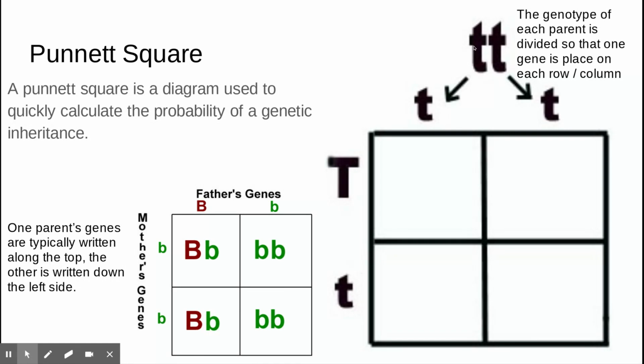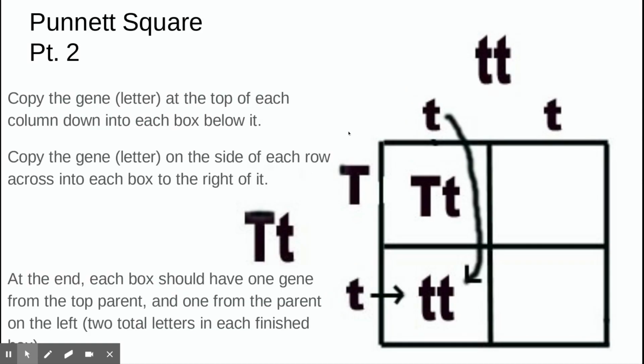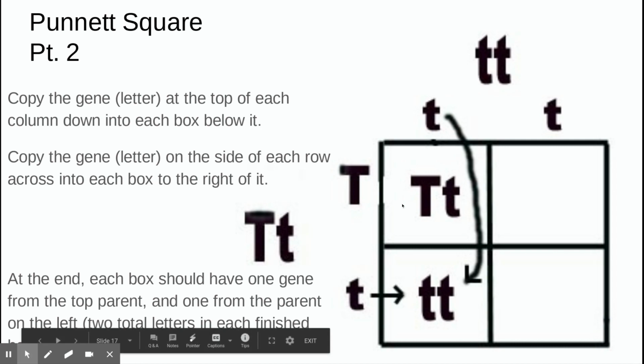You remember lowercase t's or lowercase b's. Any of these lowercase letters represent a recessive trait, while the capital letter represents the dominant trait. So the next step is to transfer all of those letters into those middle spaces.